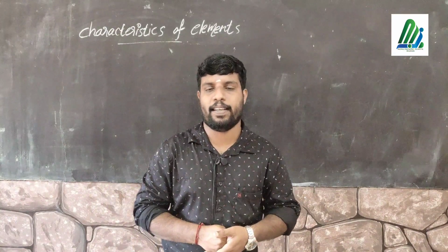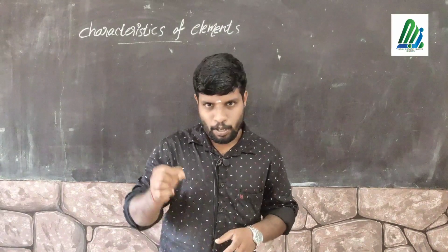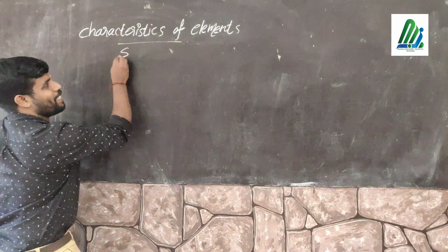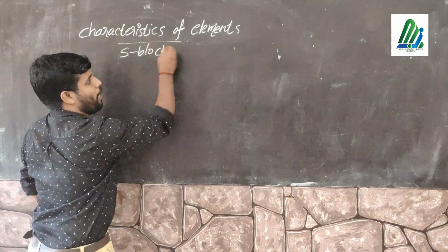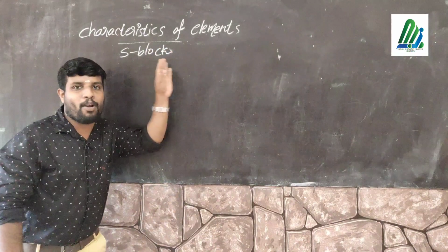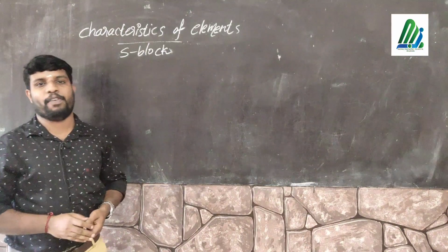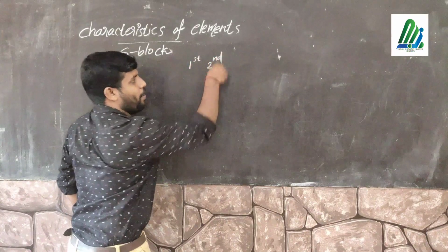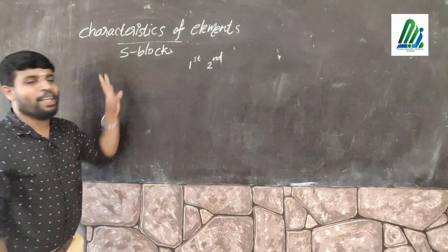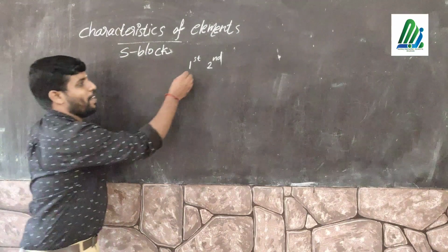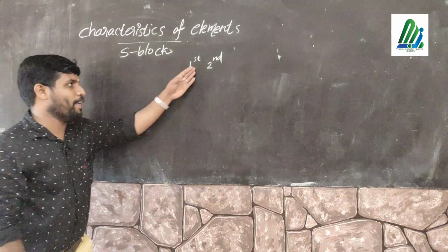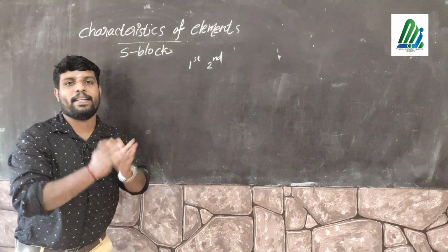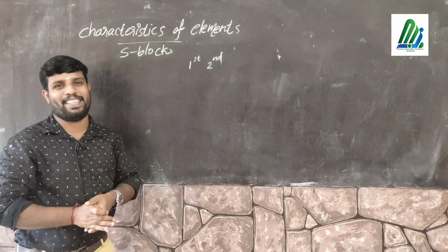Once more we can revise the ideas related to the S block elements. So today we are going to discuss the characteristics of elements. First of all, the characteristics of S block elements. What are the general characteristics of S block elements? Generally, first and second group elements are the S block elements. The first group is known as alkali metals, and the second group is known as alkaline earth metals. Except hydrogen, the other elements are metals in their nature.